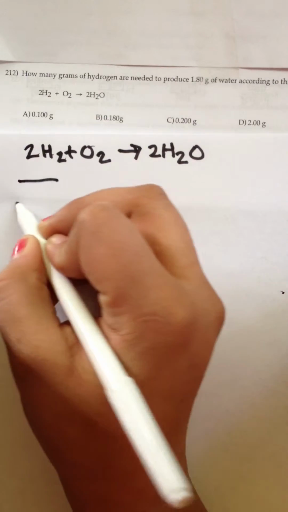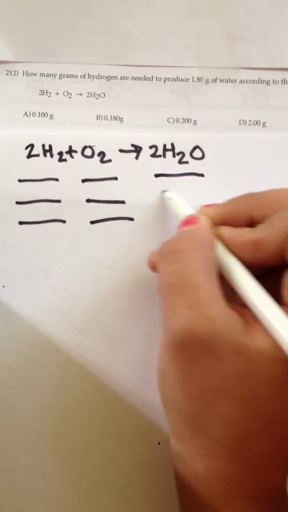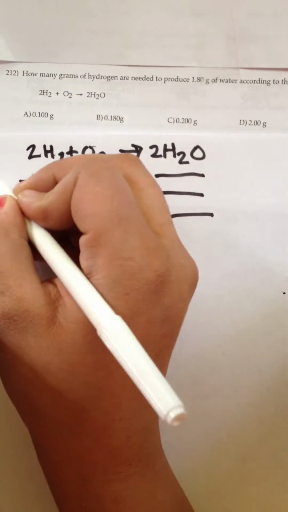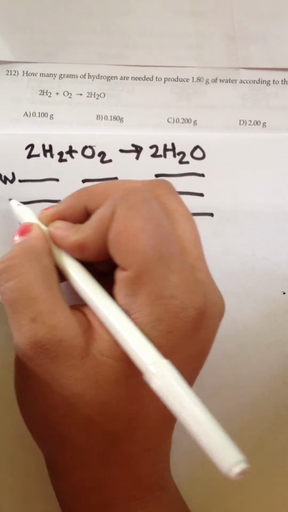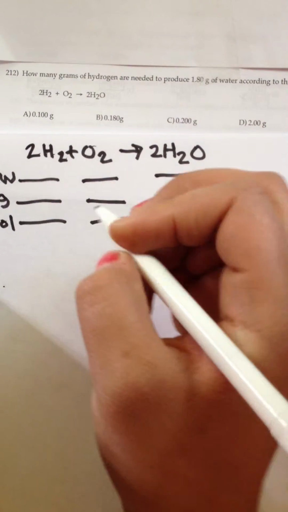The best way to keep it in order for me is like this. Your first row is your molecular weight. Your second row is your grams. Your third row is your moles.